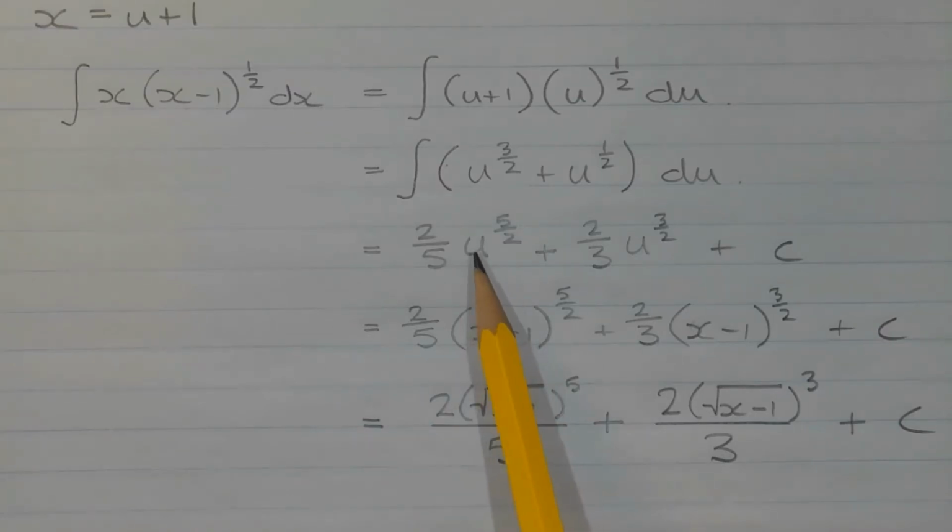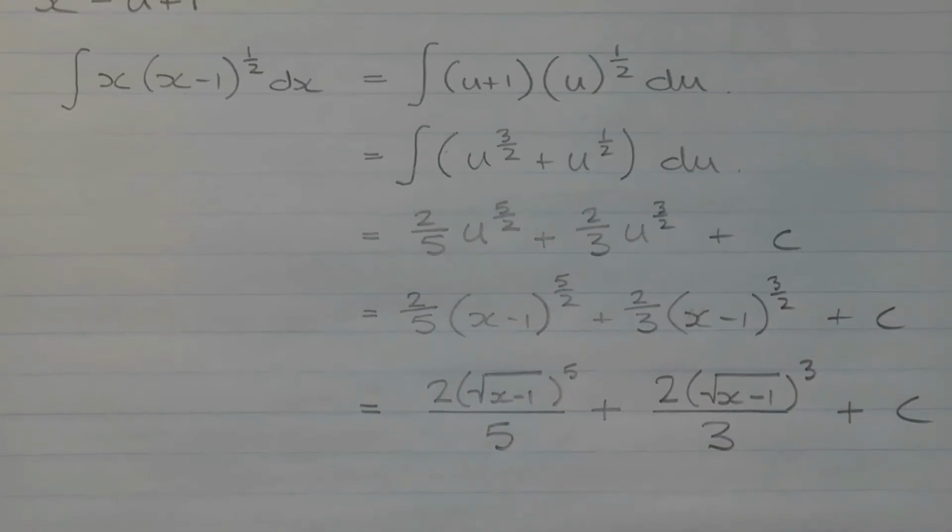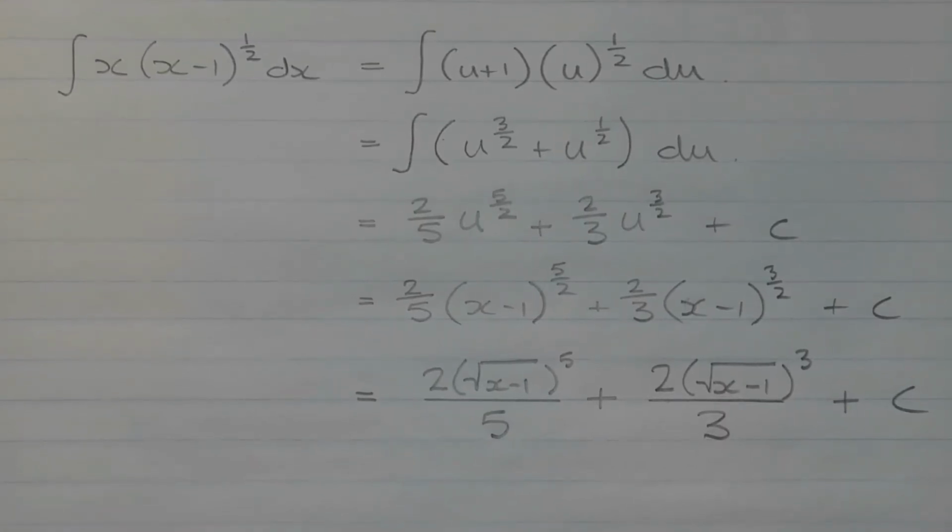So replacing the u here and here with x minus 1, we get 2 over 5 times (x minus 1) to the power of 5 over 2 plus 2 over 3 times (x minus 1) to the power of 3 over 2 plus the constant of integration c. And expressing the solution in surd form, we can write it as 2 times the square root of (x minus 1) to the power of 5 over 5 plus 2 times the square root of (x minus 1) to the power of 3 over 3 plus c.